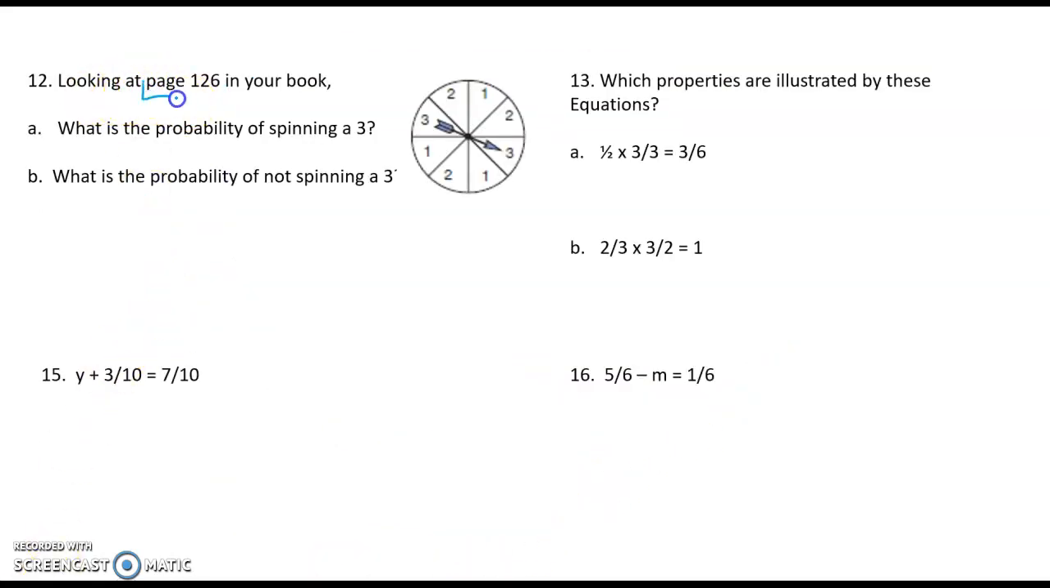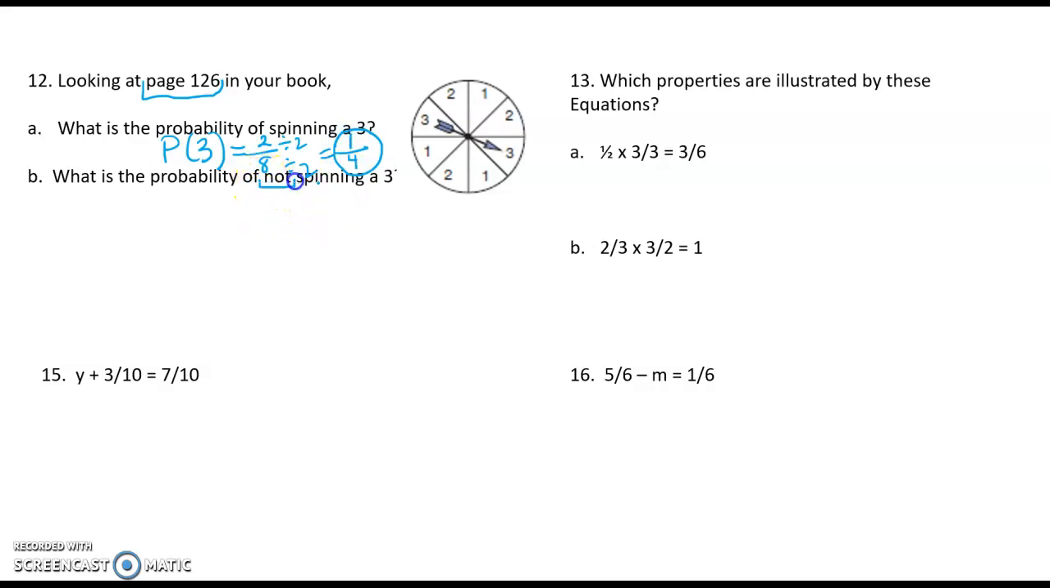You don't have to look at page 126 in your book, but that's where this is from. What is the probability of spinning a 3? So let's see, how many 3s do we have? 1, 2, we have 2 3s, and then how many total possibilities do we have? 1, 2, 3, 4, 5, 6, 7, 8, 8. So the probability of spinning a 3 is 2/8, but we are reducing all of our fractions. So 2 divided by 2 is 1, 8 divided by 2 is 4, and the probability is 1/4.